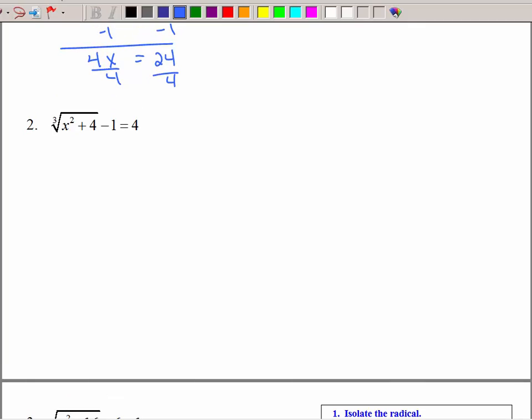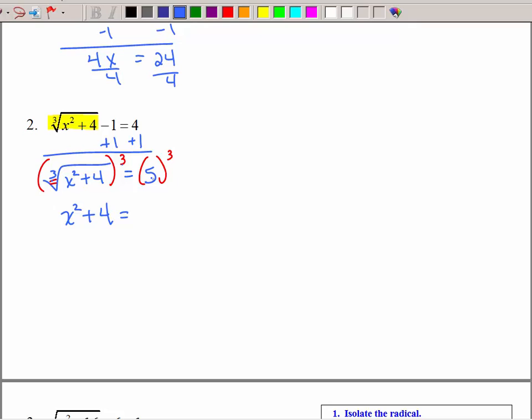Let's look at the second example. Alright, again we have a radical. Is it by itself? Let's highlight it. No, that -1 is hanging out with it, so we need to add 1 to both sides. And we get the cube root of x squared plus 4 is equal to 5. And now we need to cube both sides because we have the cube root. And again, the cube root and the cube undo one another, so you just get x squared plus 4. Now 5 cubed, that's 5 times 5 times 5, that's 125. All right, now I need to subtract 4 from both sides.